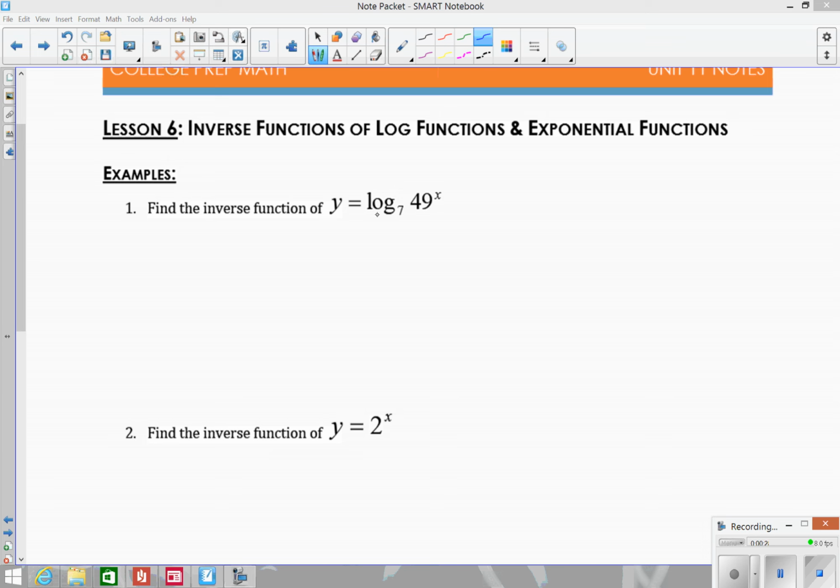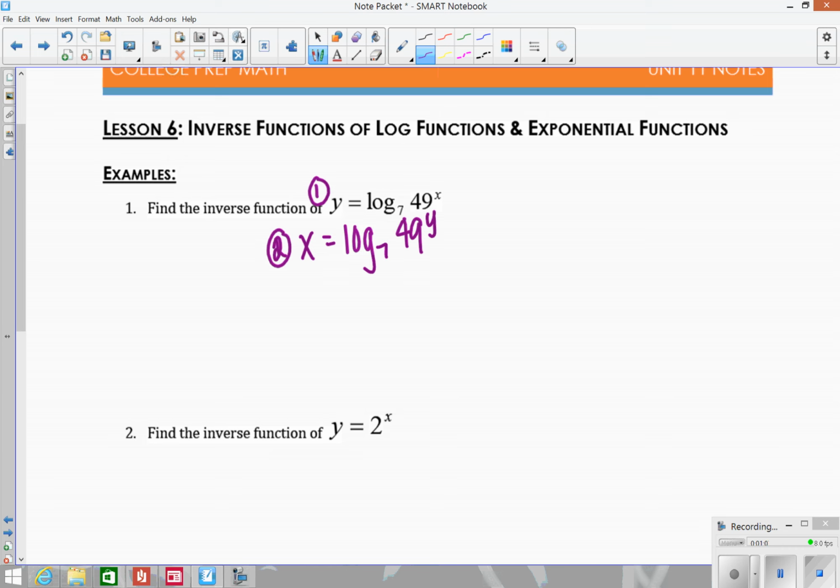So for this first one here, I want to find the inverse of this log function. Basically what this means is my final answer should end up being some kind of exponential equation. If you remember the process when we do these inverse functions, the first thing we do is set our function equal to y. In this case, my function's already equal to y. And then I switch the x's and y's. So it's x equals log base 7 of 49 to the y. And then we have to solve this for y.